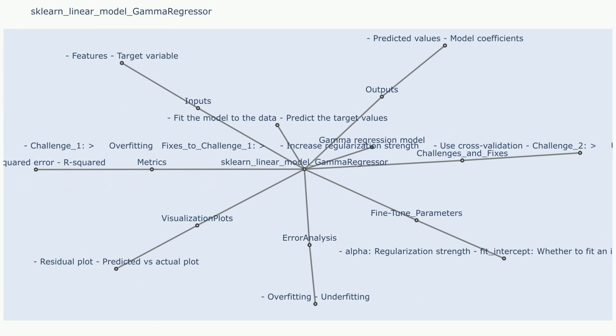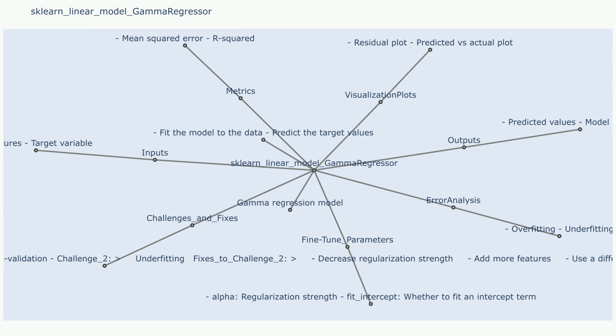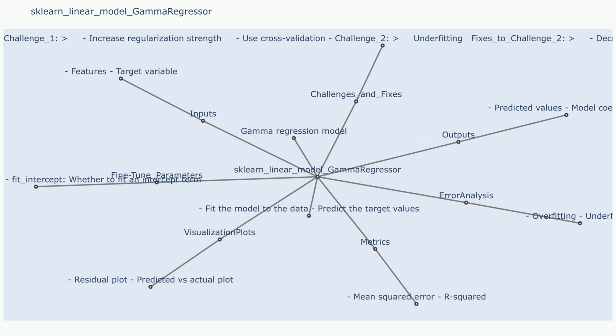Steps: initialization: a gamma regressor object is created with desired parameters. Training: the model is trained by fitting it to the input features X and the target variable Y. Prediction: the trained model is used to predict the target values for new input features X.